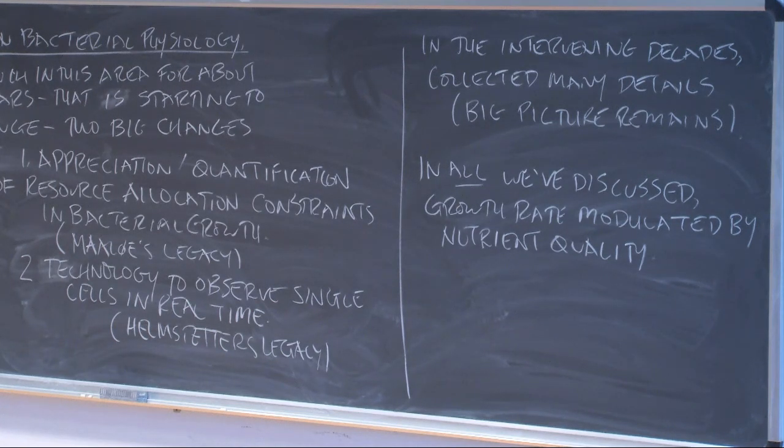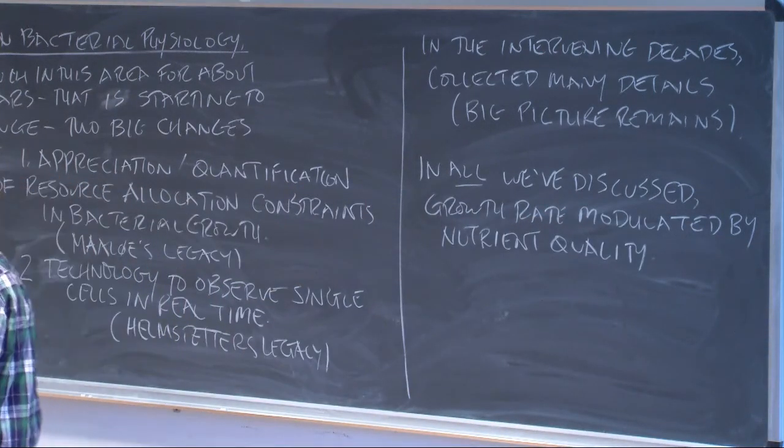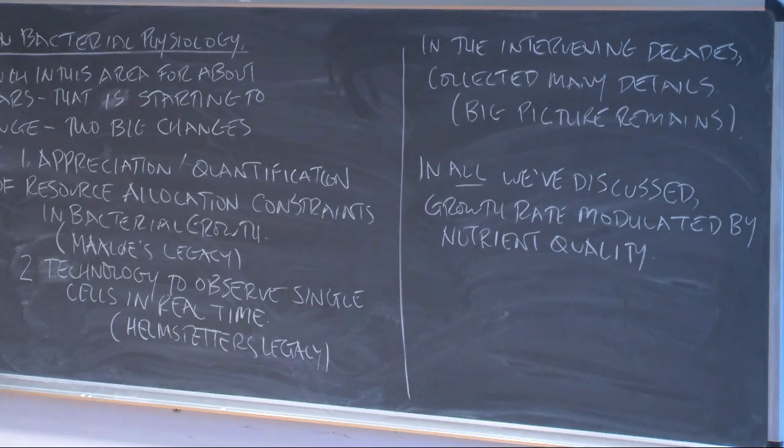Now, if we do want to change to different growth strategies, what are we going to do? Right? Are we going to repeat then all of these detailed measurements of the intervening decades, so 30 years worth of experiments, to count how many ribosomes there are at this temperature and this pressure and so on?